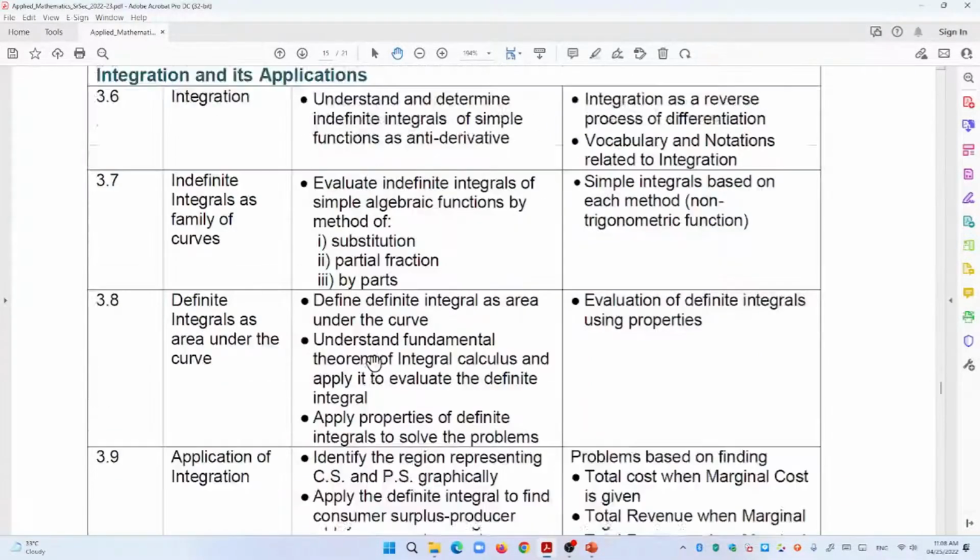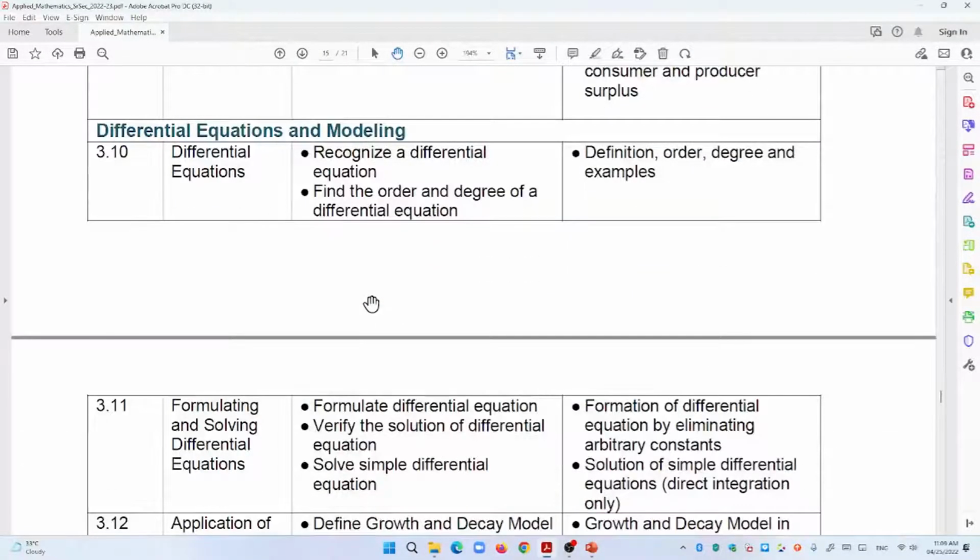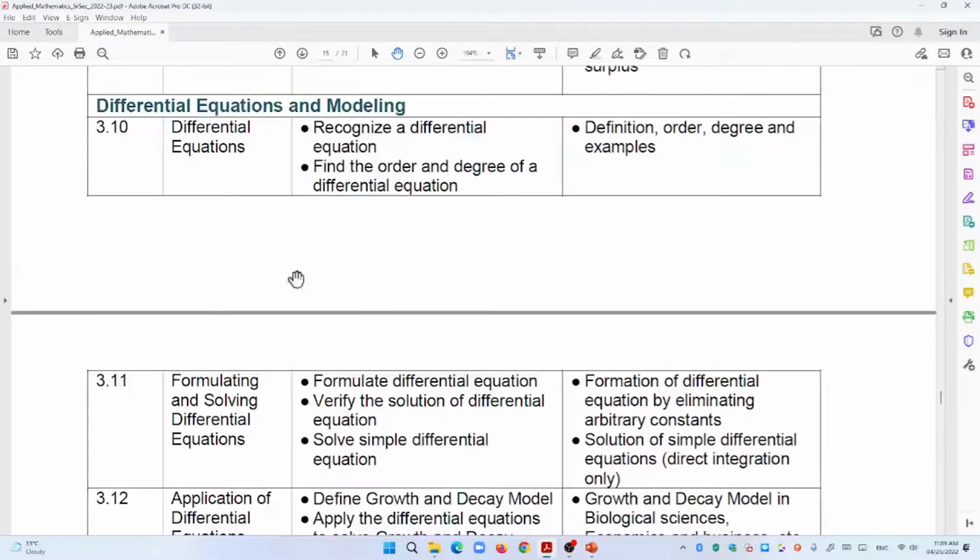derivative test. Under integration and its applications, we have integration, then indefinite integrals as family of curves, definite integrals as area under the curve, and then we have application of integration where we have to find the consumer surplus and producer surplus. And next topic, major topic in the third unit is differential equations and modeling.